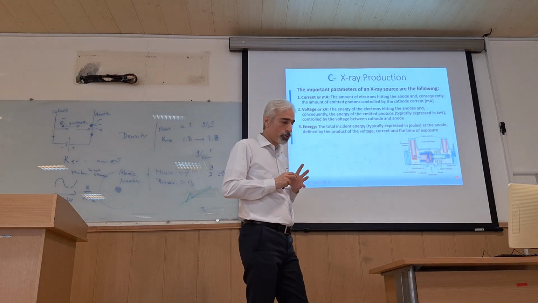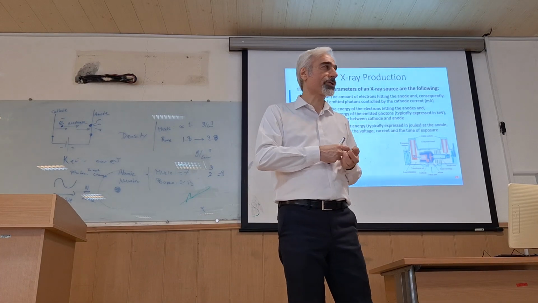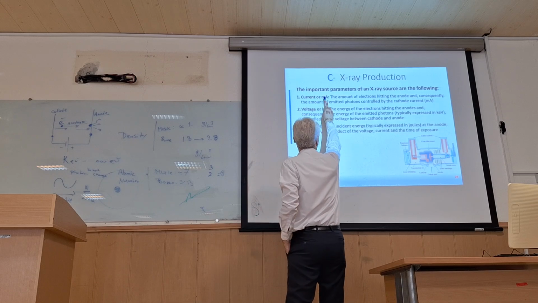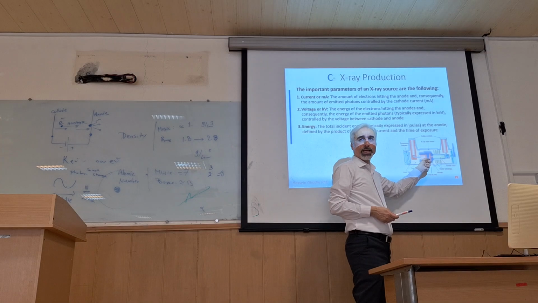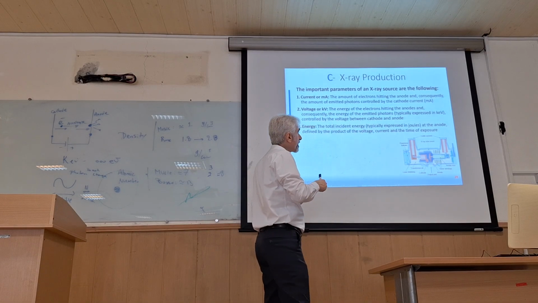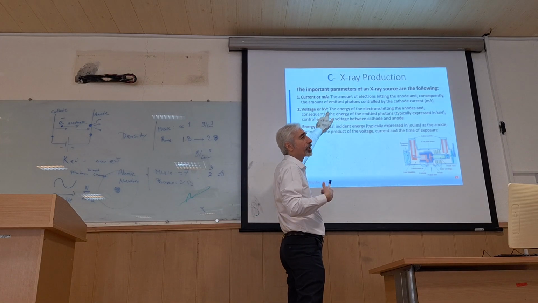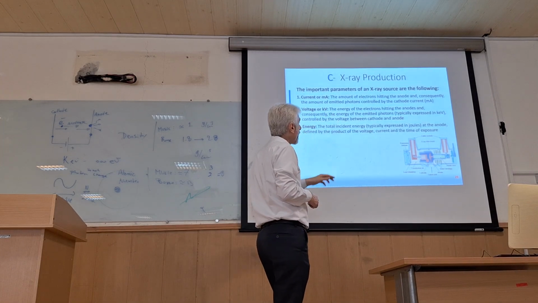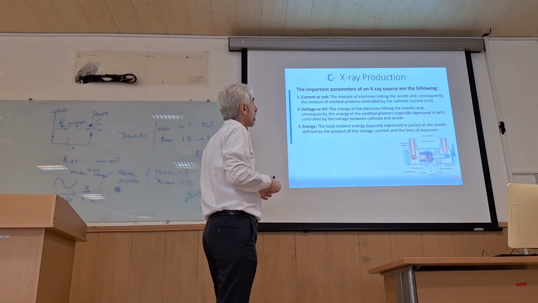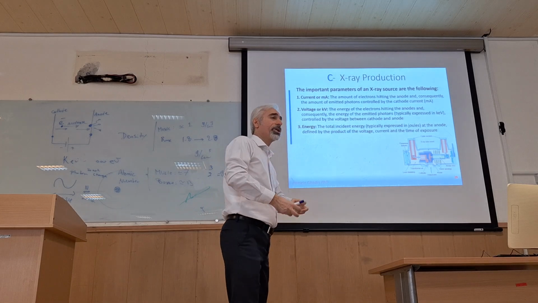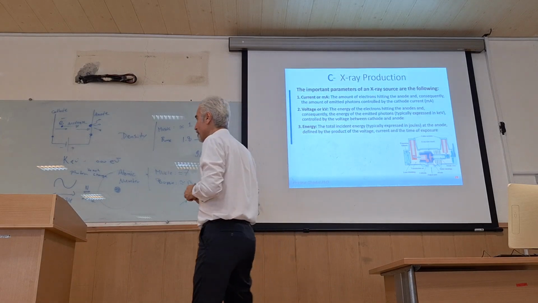So if we want to increase the number of photons that come outside the X-ray source, we change the MA, or we change the number of electrons that are accelerated. So the first thing is MA. The second is kV, which is abbreviated from kilovolt, and is the energy of the electron. Consequently, the energy of photons is higher in this situation.